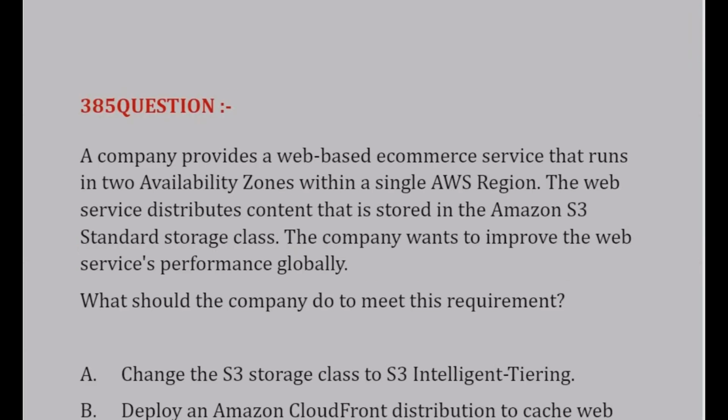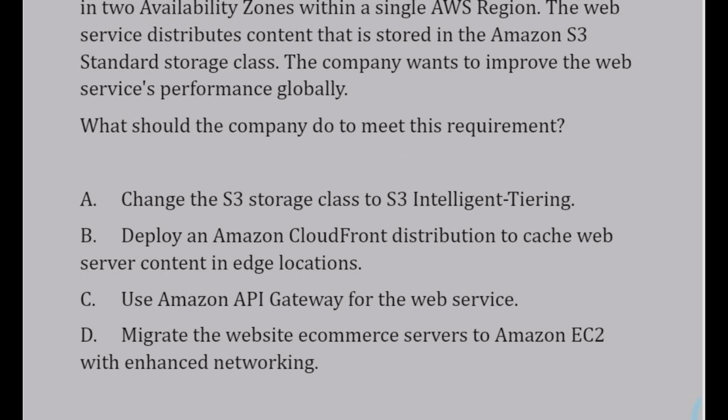Question is, a company provides a web-based e-commerce service that runs in two Availability Zones within a single AWS region. The web service distributes content that is stored in the Amazon S3 standard storage class. The company wants to improve the web service's performance globally. What should the company do to meet this requirement?